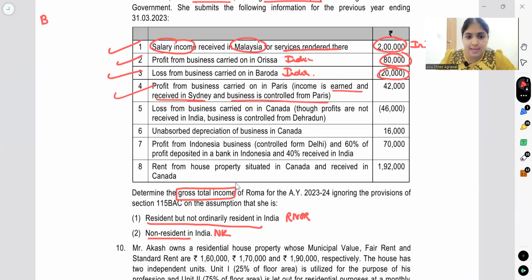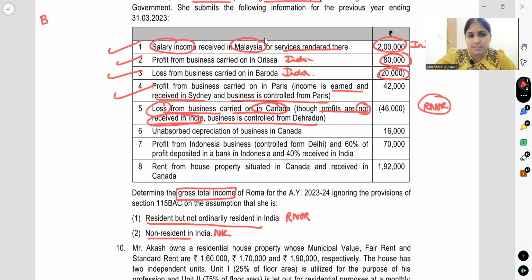Then we have one more loss, guys. Loss from business carried on in Canada. Profits are not received in India. Business is controlled from Dehradun. Tell me, is the source in India? No, the source is in Canada. Is it received in India? No, it is not received in India. But it's from a business which is controlled in India. Hence, for whom will it be taxed? It will be taxed for RNOR, not for NR, but for RNOR it will be taxed. But then it's a loss, guys.